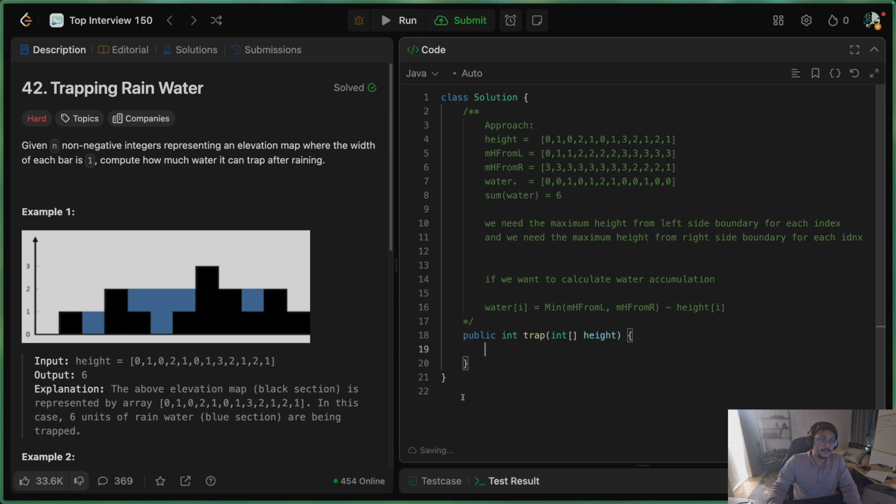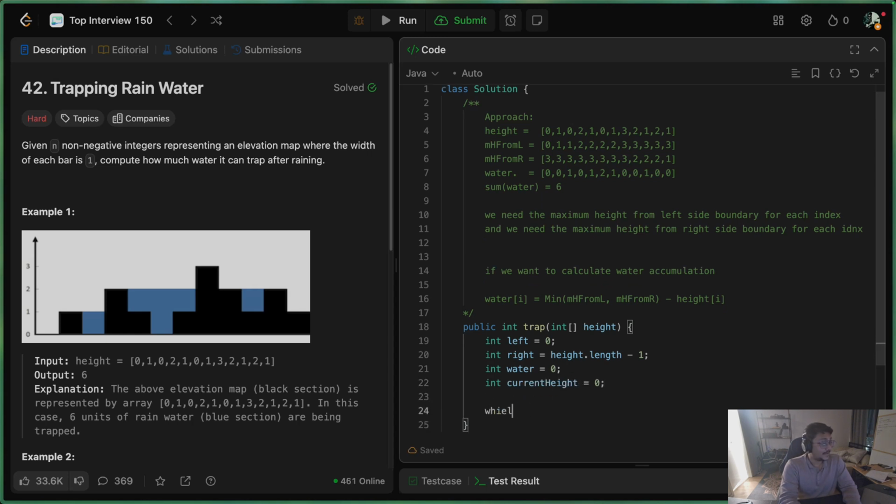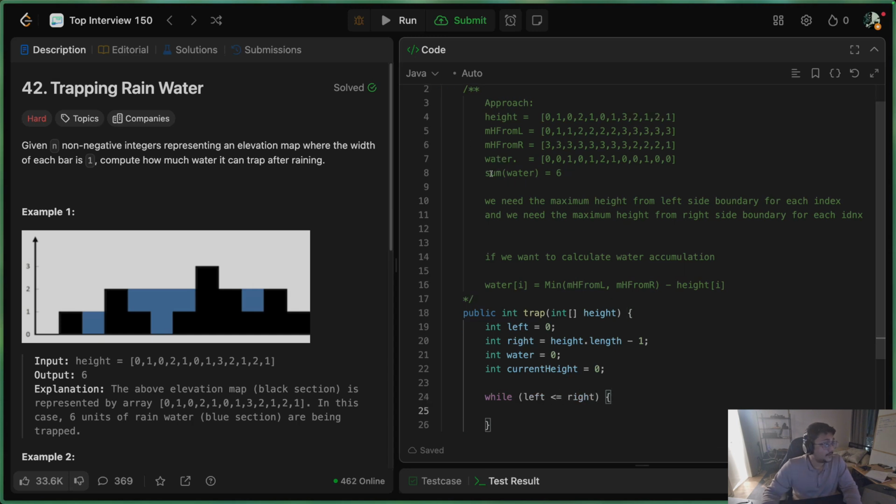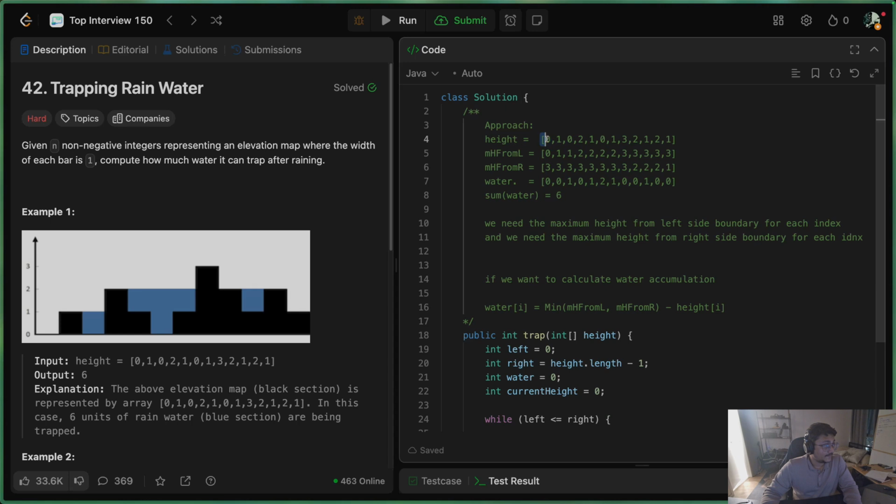And since we will be solving this problem by a two-pointer approach, let me declare a left pointer and a right pointer. Since we have to return the total accumulation of water in the elevation map, let's create a variable to store that and a variable to store the current height. Now, while our left pointer is less than or equal to our right pointer, what we discussed over here is if the height from left hand side is smaller than the height from right hand side, which means we can compute the water accumulation from left part.